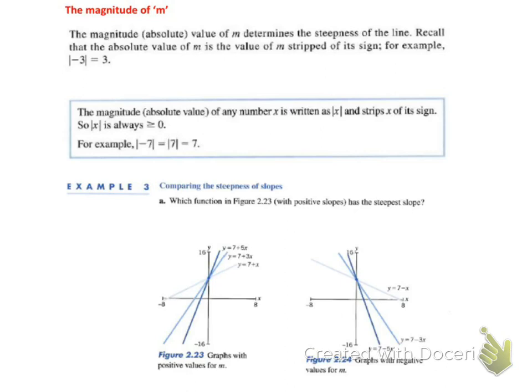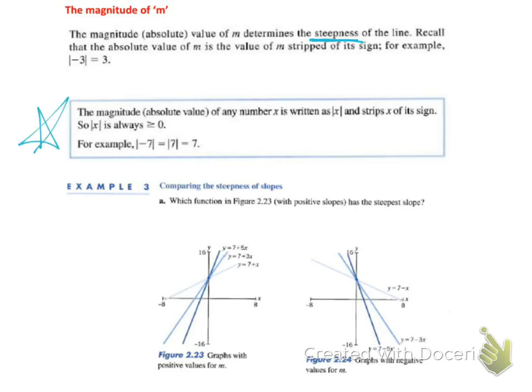Okay, we touched briefly on the magnitude of m. We talked about the examples on the previous slide. So now let's talk about this some more. The magnitude, which is the absolute value of m, determines the steepness. You can be steep in a negative fashion, or you can be steep in a positive fashion. So the larger the absolute value, the steeper it's going to be. Then the sign tells you what direction you are heading.